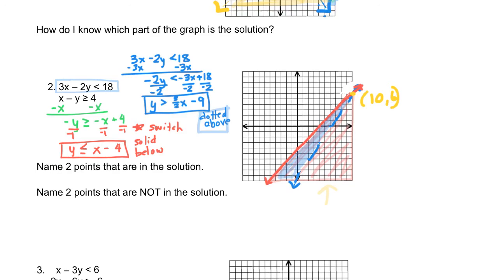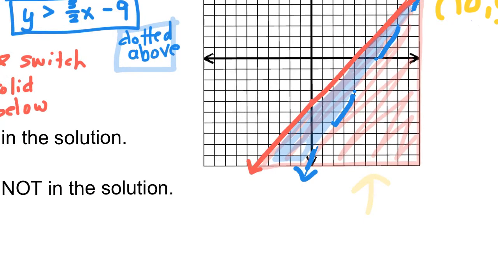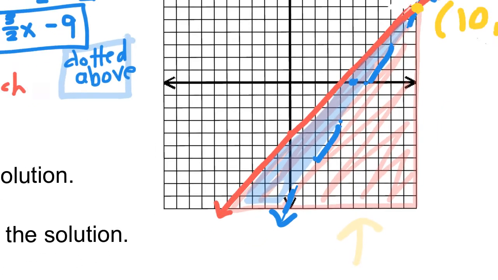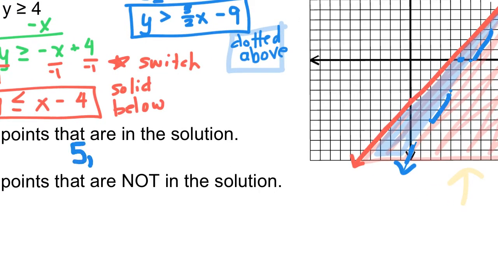Let's talk about 2 points that are in the solution. If they're in the solution, they must be in the solution set that is shaded by both inequalities. So that point right there would be in the solution set. So let's see, 1, 2, 3, 4, 5. (5, 0) would be a point that is in the solution set. So that's one point that works.